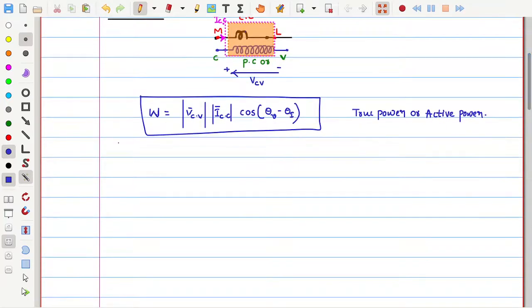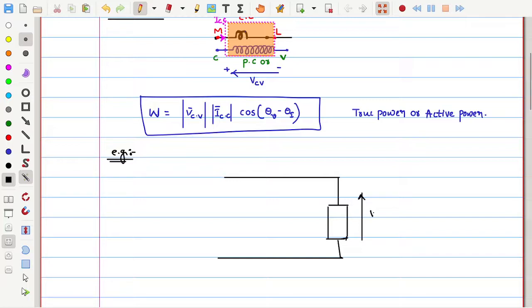For example, to get aware of how to read the wattmeter, if I have a single phase load, let us say the load voltage is given as VL phasor and the load current is given as IL phasor. Let us say the voltage is 230 at an angle of 0, and the current is 20 amperes at an angle of minus 30 degrees.